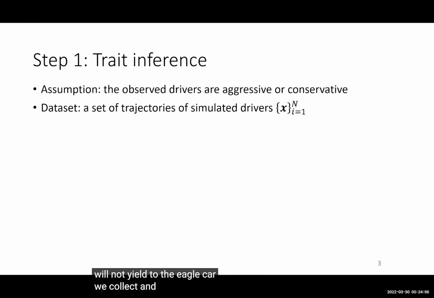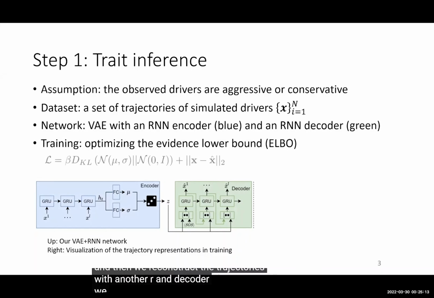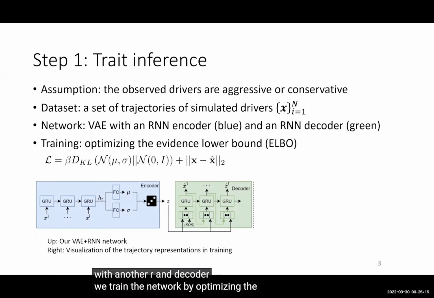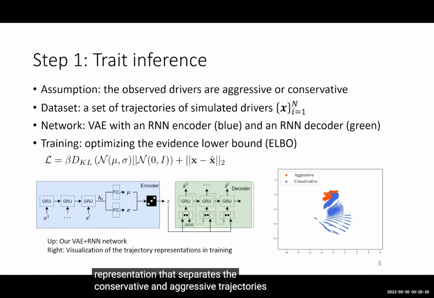We collect and preprocess a dataset of driving trajectories from the simulator. Then we first use an RNN to encode the trajectories to a latent representation space. And then we reconstruct the trajectories with another RNN decoder. We train the network by optimizing the evidence lower bound as shown in the equation. The right figure visualizes the latent representation that separates the conservative and aggressive trajectories.